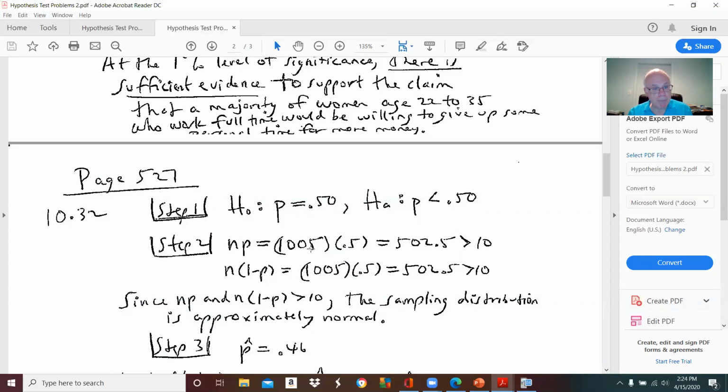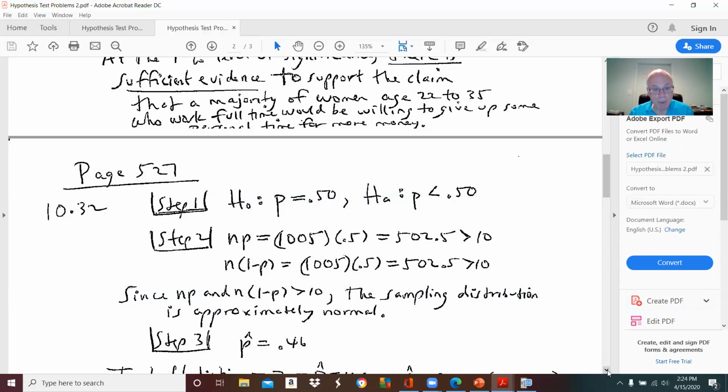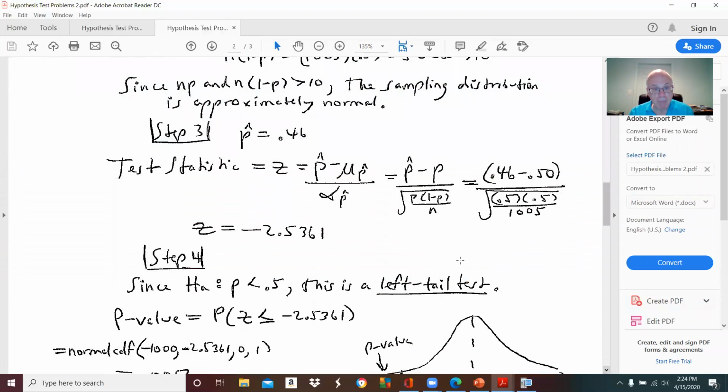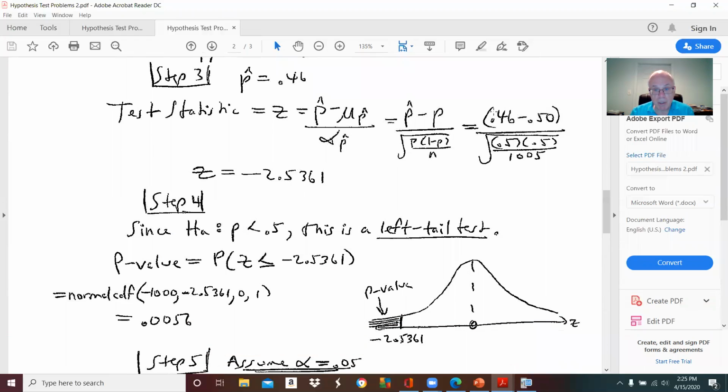Can we do the test? Yep, we can do it because 1,005 times 0.5 is well above 10, right? In both cases here. So we can use the normal. He had his 0.46. Again, we're going to use this formula and plug in 0.46 as our sample proportion minus the hypothesized proportion, 0.50. Here's our denominator, and here is our calculated test statistic. In this case, it's a negative number, right? 0.46 minus 0.5 in the numerator here, which is negative.